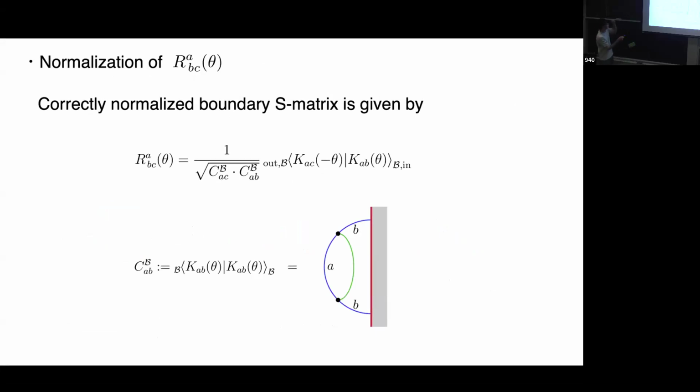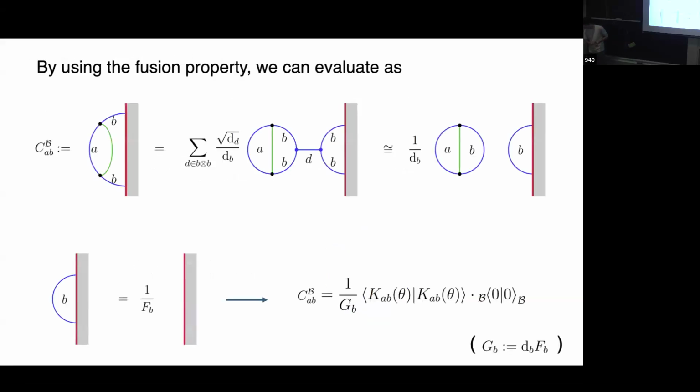Okay, so next we move to the normalization of R_ABC. The correctly normalized boundary matrix in the pre-rotated picture is written like this. Here the normalization factor should be written like this inner product. And then by using the fusion property, we can evaluate this inner product like this.